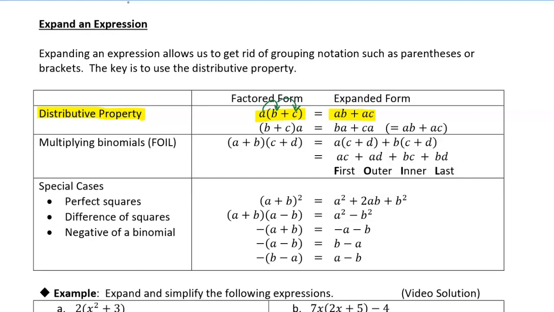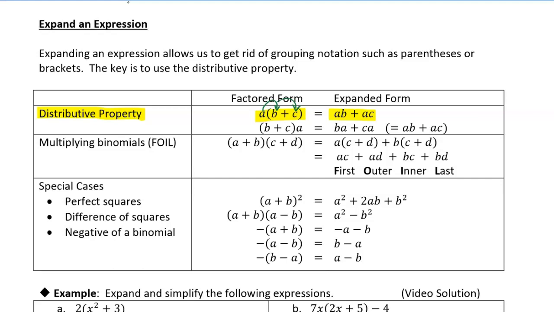Now, the second thing that's listed here is the quantity B plus C times A. All we've done is swapped the B plus C with the A, but multiplication is commutative, meaning that we can multiply in any order, right? 3 times 4 is the same as 4 times 3. All right, so multiplication is commutative, so really this is the same thing. It's just that we've swapped the A and the B plus C.